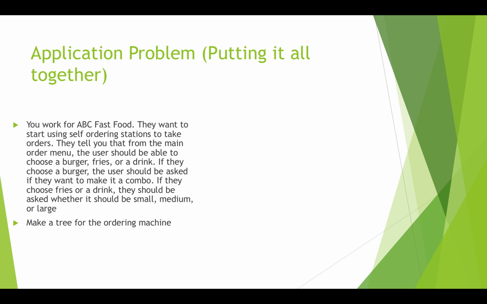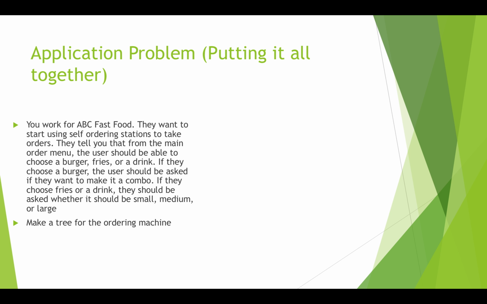Now, let's actually try to apply the stuff we've learned in an actual scenario to prove that Cayley's formula has a use outside of just discrete math here in our graph theory. So you're working at this little fast food restaurant. We're going to call it ABC Fast Food. So they want to start using their self-ordering stations to take orders. Much more efficient, easier to get orders mass-produced.